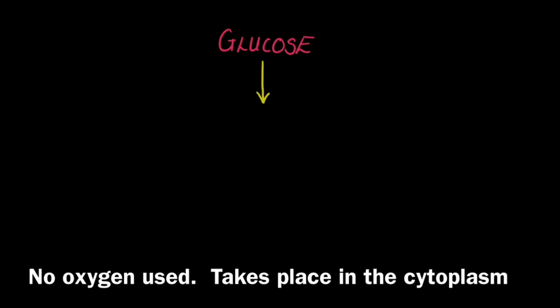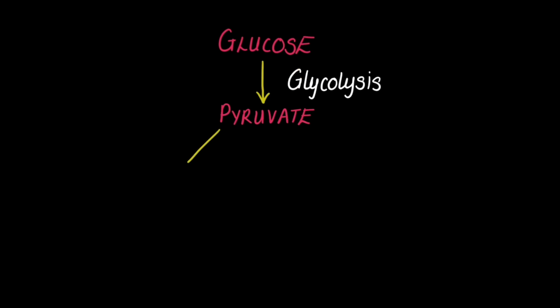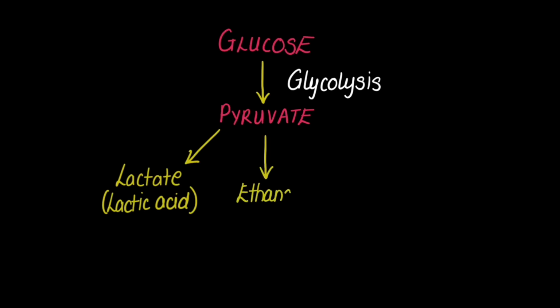In anaerobic respiration, no oxygen is used and it takes place in the cytoplasm of the cell, the same place where glycolysis took place. By means of review, let's look back at glycolysis and remind ourselves how glucose was broken down into pyruvate, that this required no oxygen and generated 2 ATP.